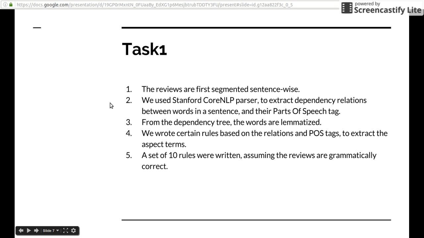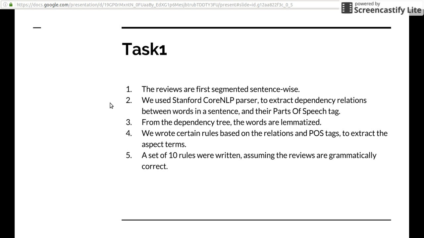In task 1, we are given a set of reviews. We segment each review sentence-wise and parse each sentence. Here we have used the Stanford CoreNLP parser to extract the dependency relations between words in a sentence and their corresponding parts of speech tags. These parts of speech tags and dependency relations were used to formulate a set of rules. A set of 10 rules was written based on the grammar, which was used to extract the aspect terms from the sentence.